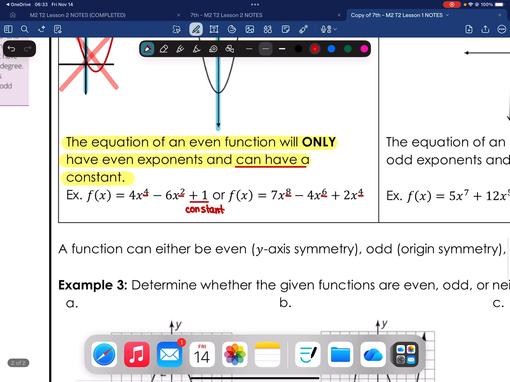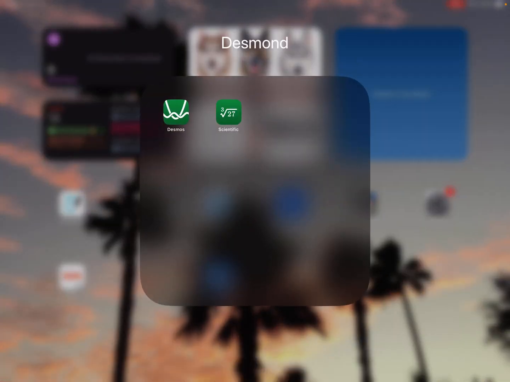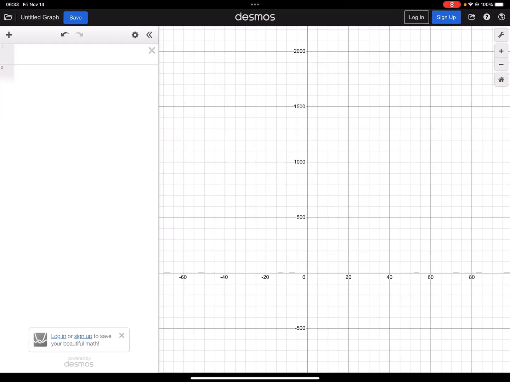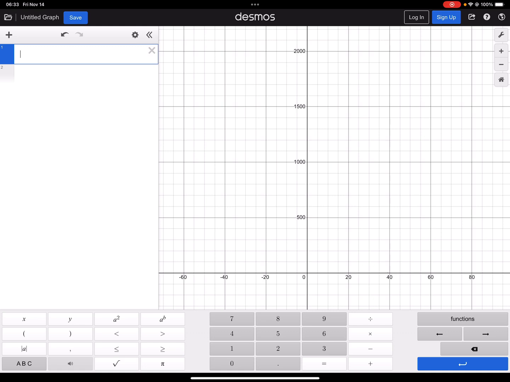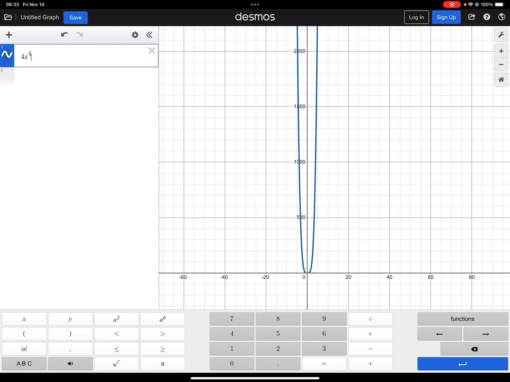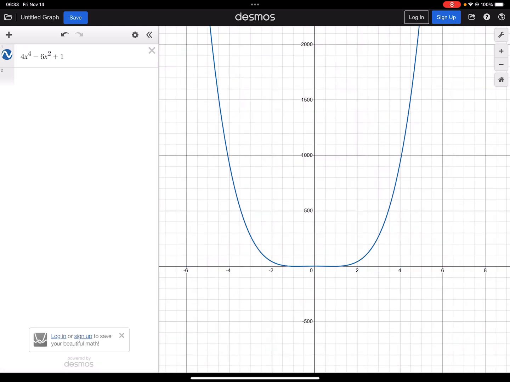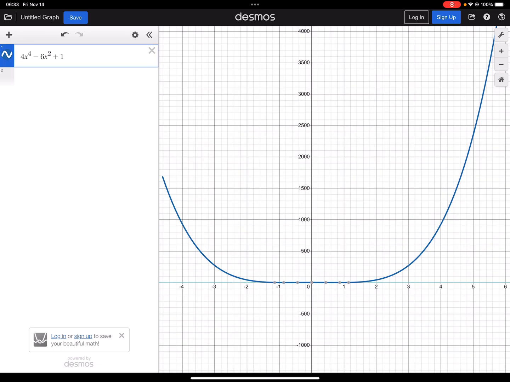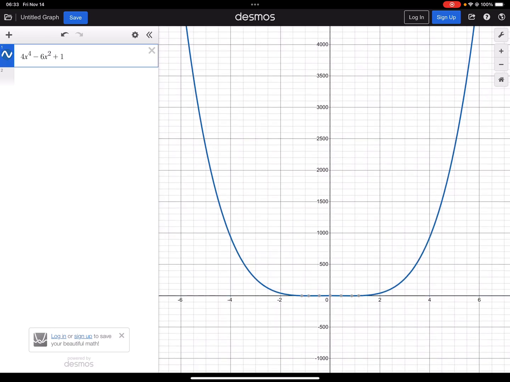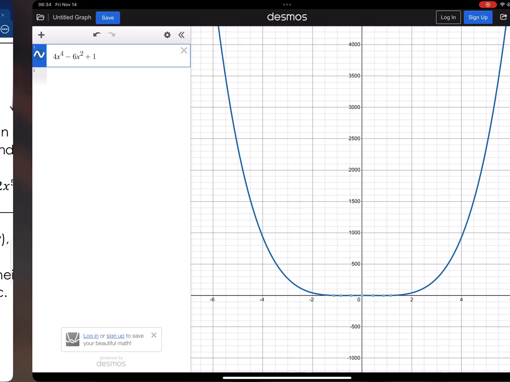So let's see if we can graph one real quick. We're just going to graph one of them so you can see. So we have 4x to the fourth power minus 6x squared plus 1. So notice, let me zoom a little bit. Notice right here, this is symmetric about that y-axis. Everything on the left side is matching everything on the right side. So that's just to show you all even exponents and a constant works, okay?